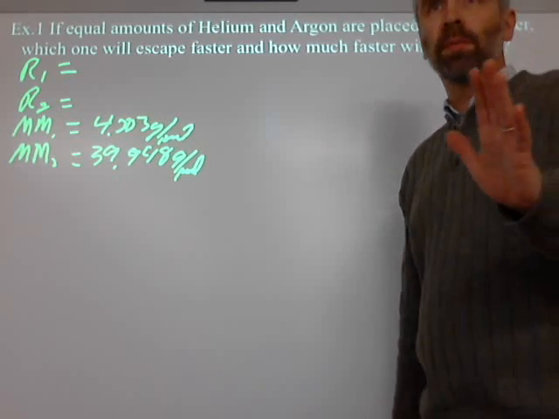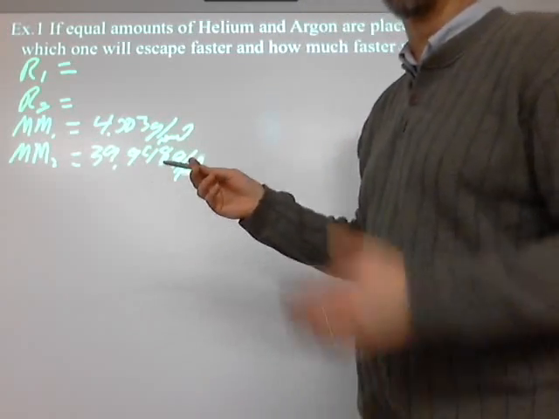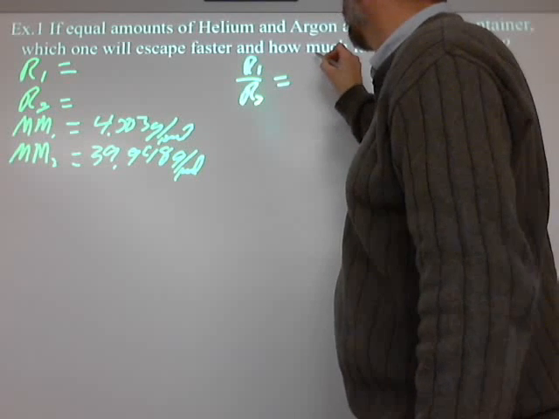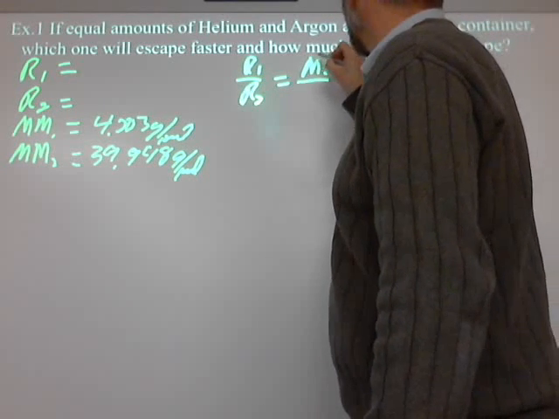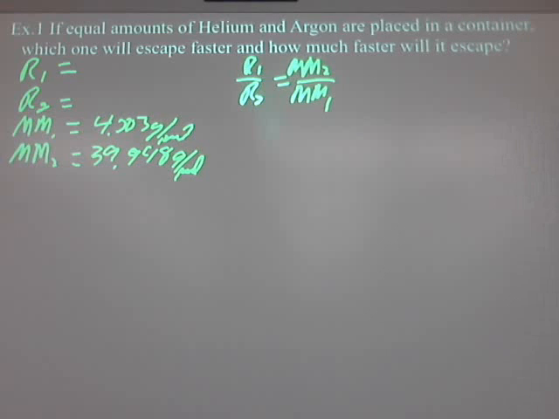There's your given information picked out. You say, why do I have 2 variables again? I don't really care, because all I'm going to want is the fraction. Rate 1 over rate 2 is going to equal the square root of molar mass 2 over molar mass 1.